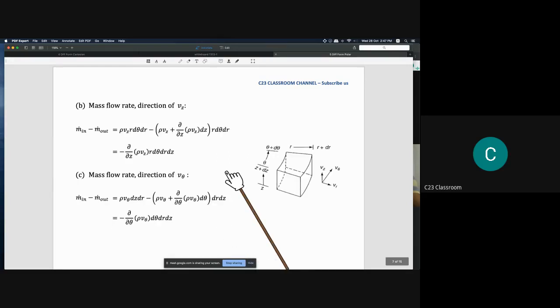And then again, we do the same things. Now we are analyzing the z-axis. So the z-axis is the vertical axis like this. So the m inlet, you could see that it is r d theta times r. So we have the r d theta, and then we multiply with the r here, and then we have the cross-sectional area for the top and the bottom here. So we assume the flow is from the bottom to the top.